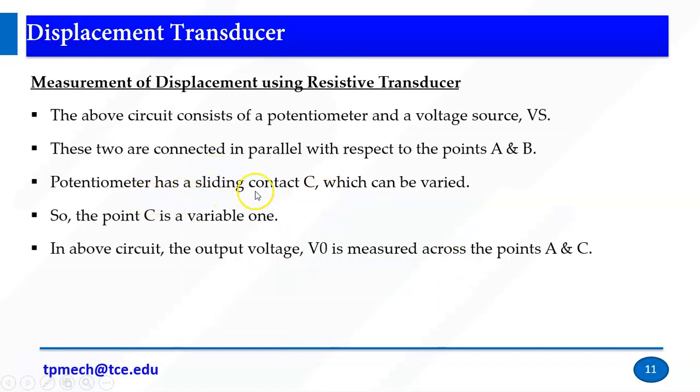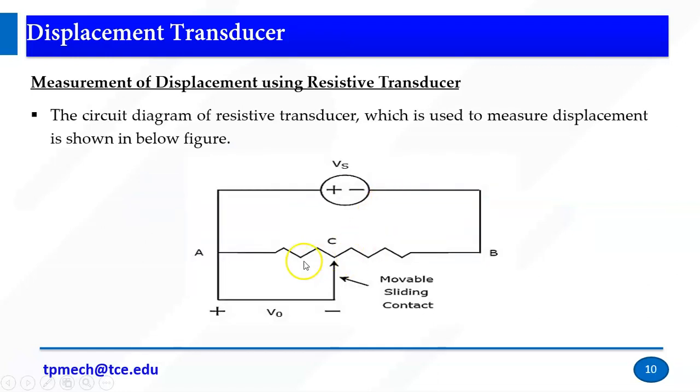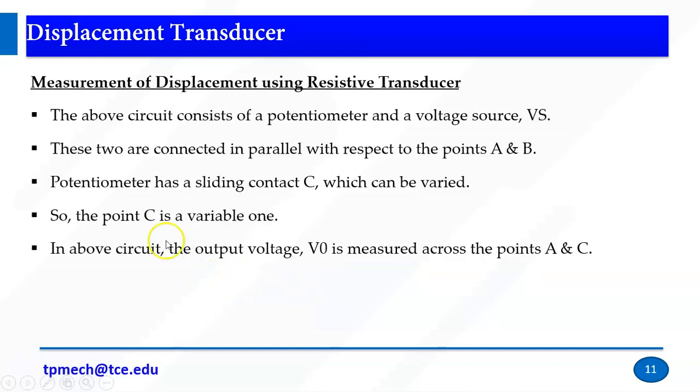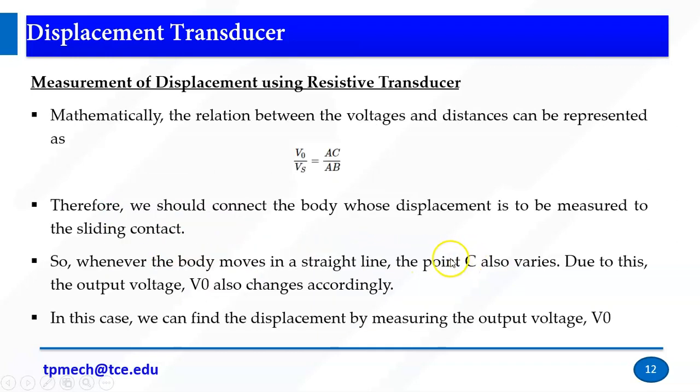So the potentiometer has a sliding contact C which can be varied. So in between A and B, we have a sliding contact at C. So it is a movable sliding contact. So we can vary it, right? So the point C is variable. In the above circuit, the output voltage V0 is measured across the points A and C, right?